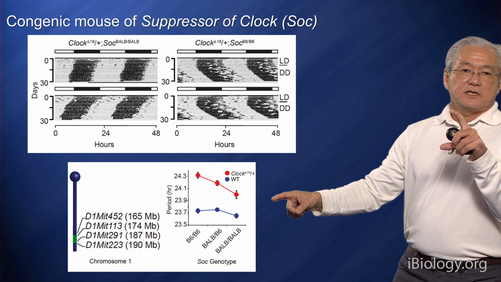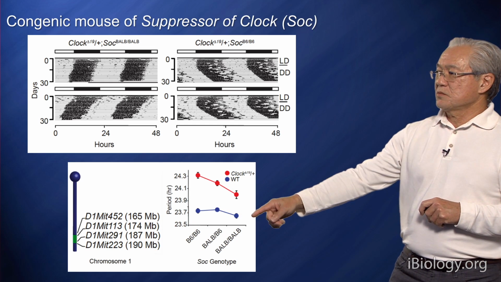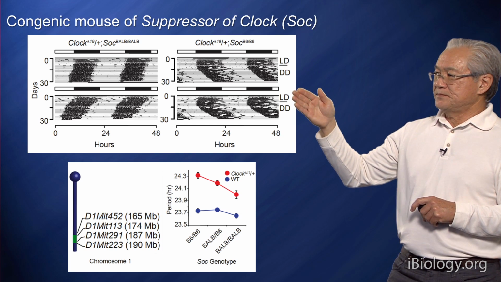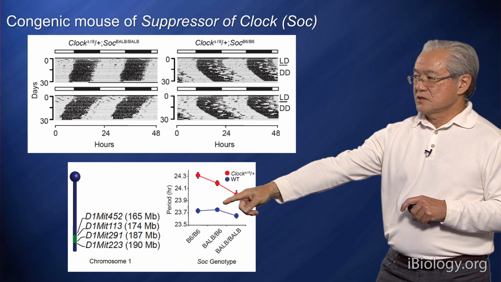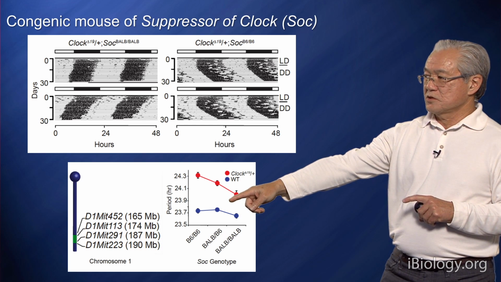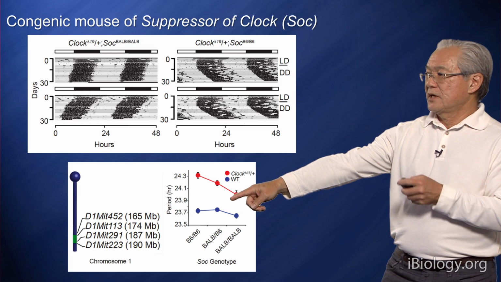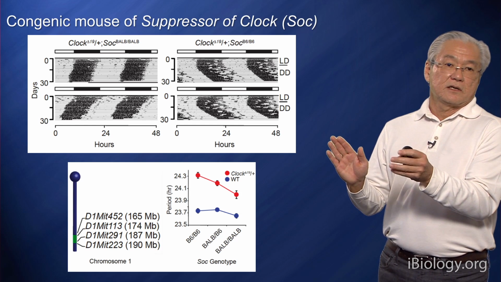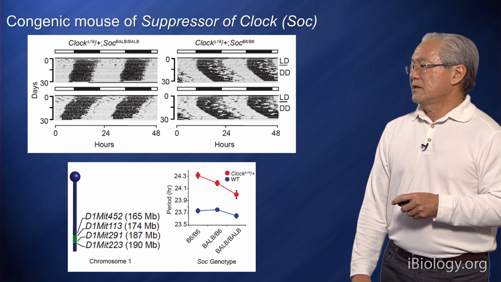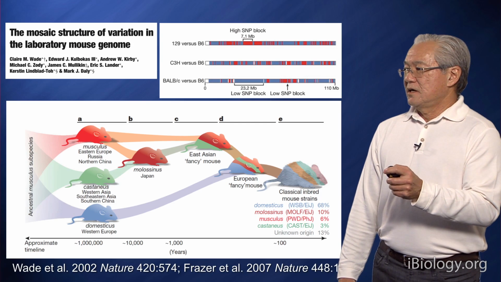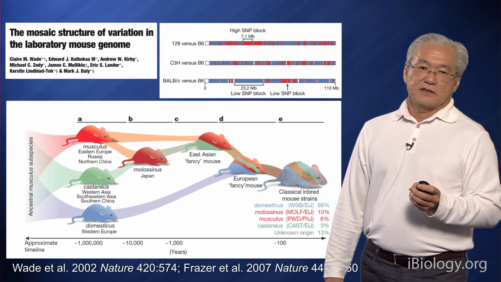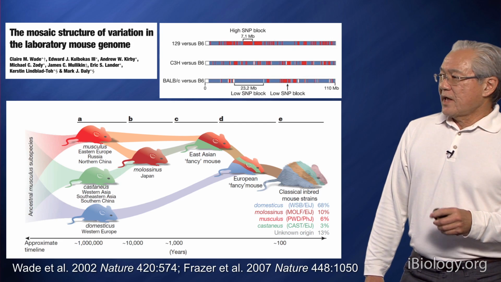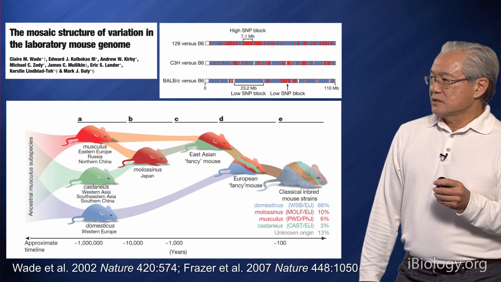this piece of BALB-C DNA by itself can suppress the clock mutation, as shown in these activity records here and in this graph here, the red line, which is showing suppression. So this tells us the BALB-C suppressor of clock is within this region because we've completely isolated it on that piece of DNA. But again, there are way too many genes to find the gene in 25 megabases. So how do we go on from this point?